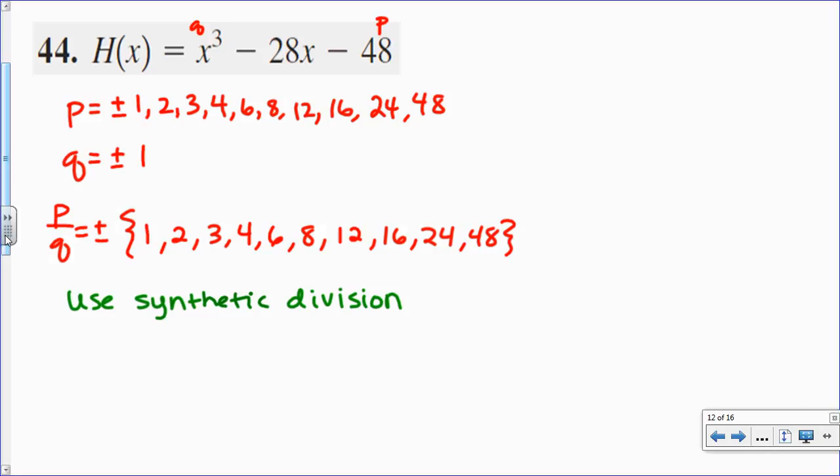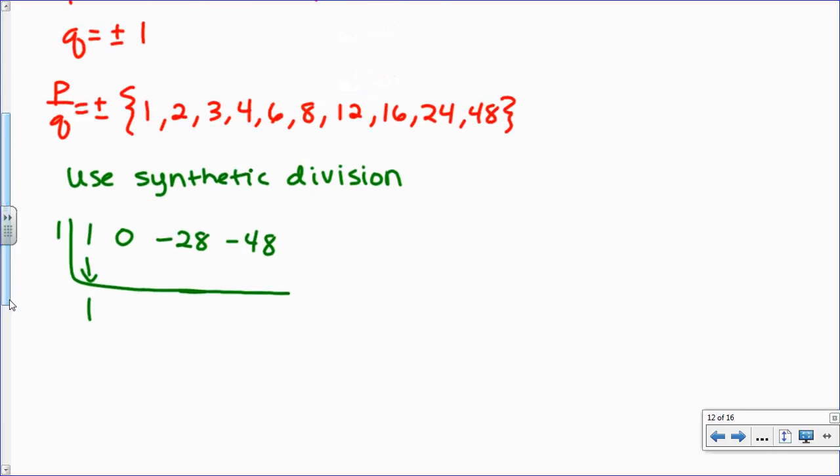Okay. So these are positive and negative for all of these. So just start with 1 and negative 1. Okay, so my function is 1x cubed, 0 x squared, negative 28, and negative 48. Okay, so bring down your 1. 1 times 1 is 1. Do I get a remainder of 0? No. Okay. So 1 didn't work.